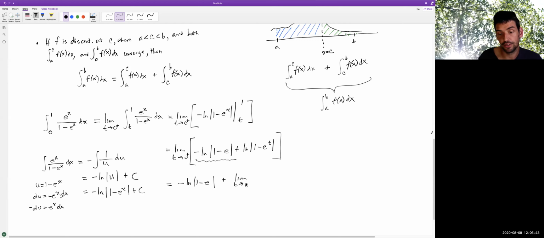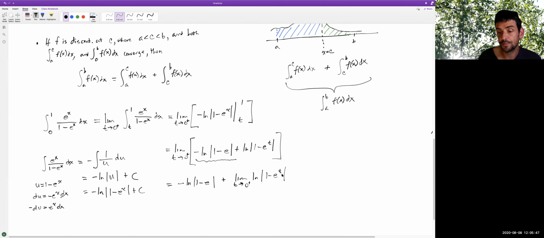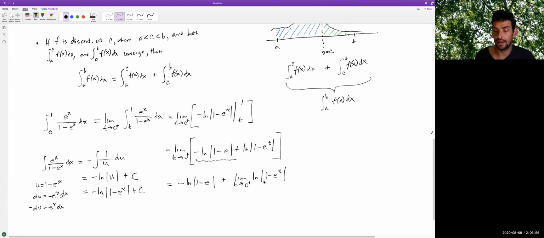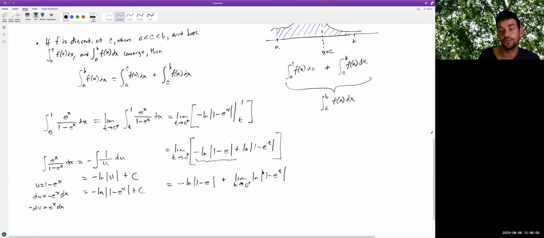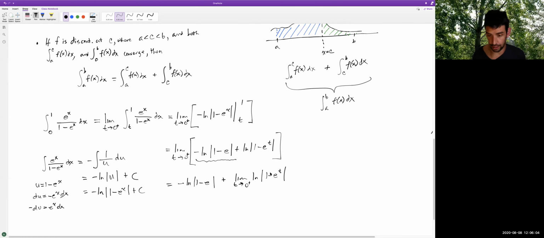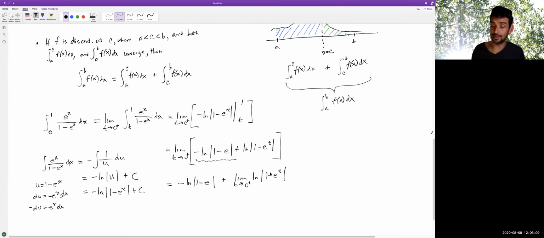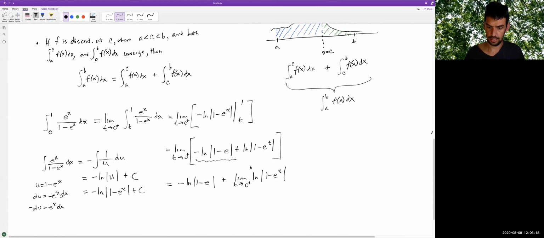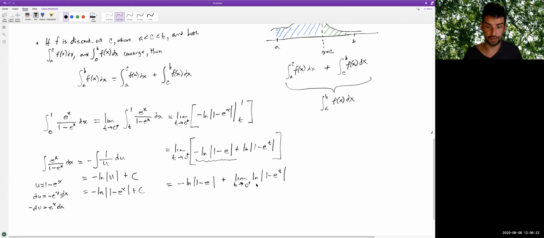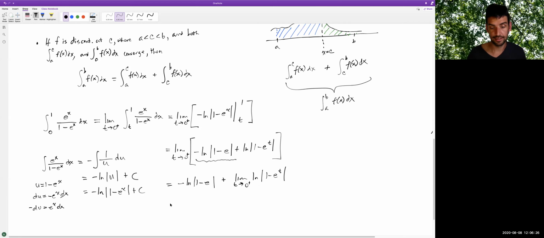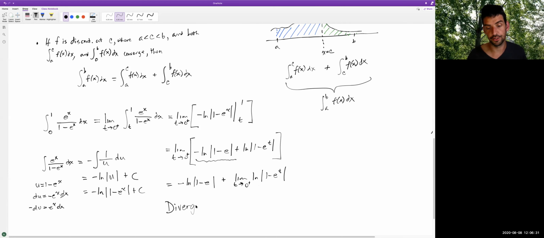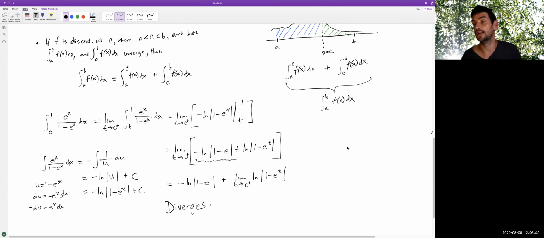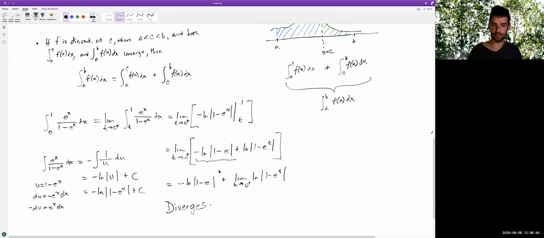And we have the limit as t goes to 0 from the right of the natural log of 1 minus e to the t. Well, what happens here? As t gets closer and closer to 0, e to the t gets closer and closer to 1, which means 1 minus something close to 1 gets closer and closer to 0, and as we approach 0, the natural log approaches negative infinity. And so it diverges. This limit does not exist. And so we'll say that this diverges. So this integral does not have a well-defined area, and we can say it diverges.